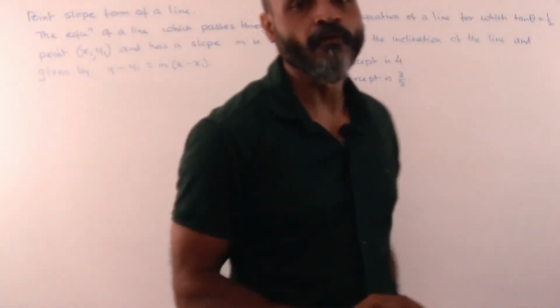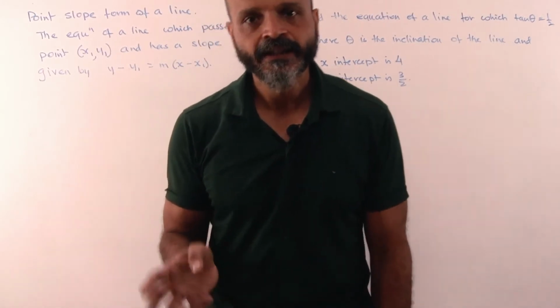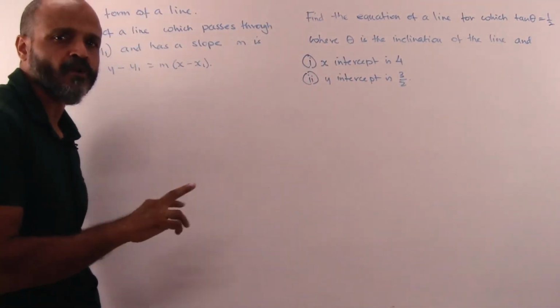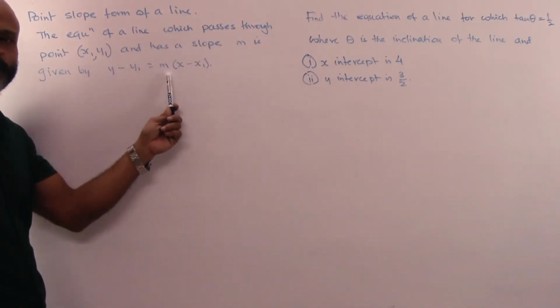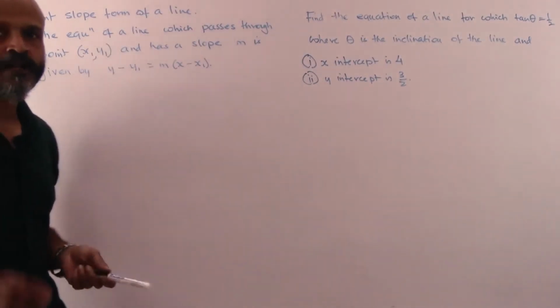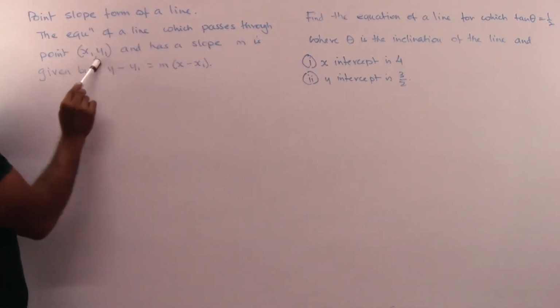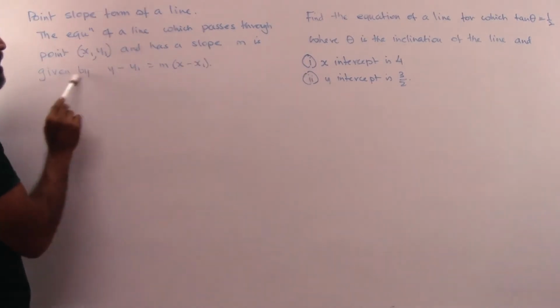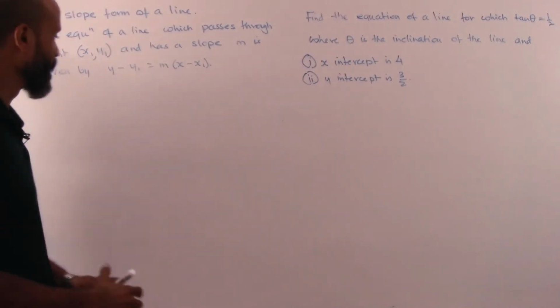Now we will come to the point slope form of a line. What do we mean by point slope form of a line? It is another way of representing the equation of a line. We have seen one form as y is equal to mx plus c. This will be the other form. If we know the slope of a line to be m, and one point for which the coordinates are known, let's say x1, y1, then the equation of the line which passes through x1, y1 and has a slope m is given by y minus y1 is equal to m into x minus x1. We will quickly see how this works.